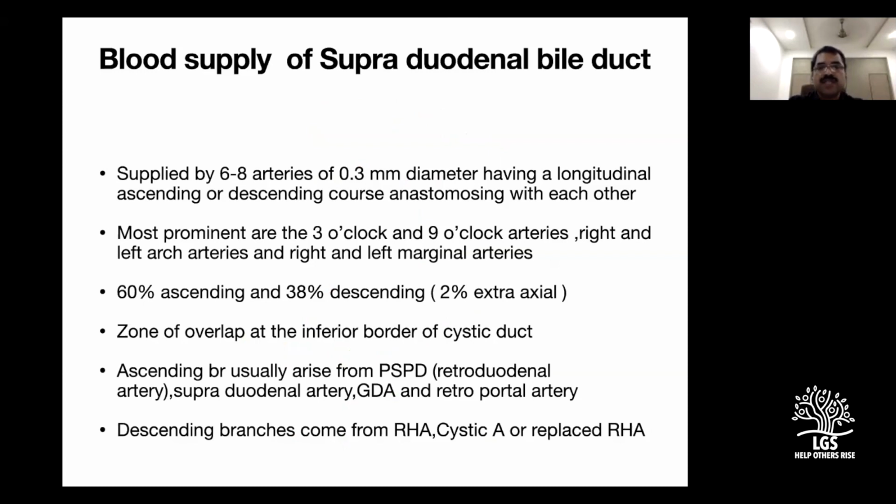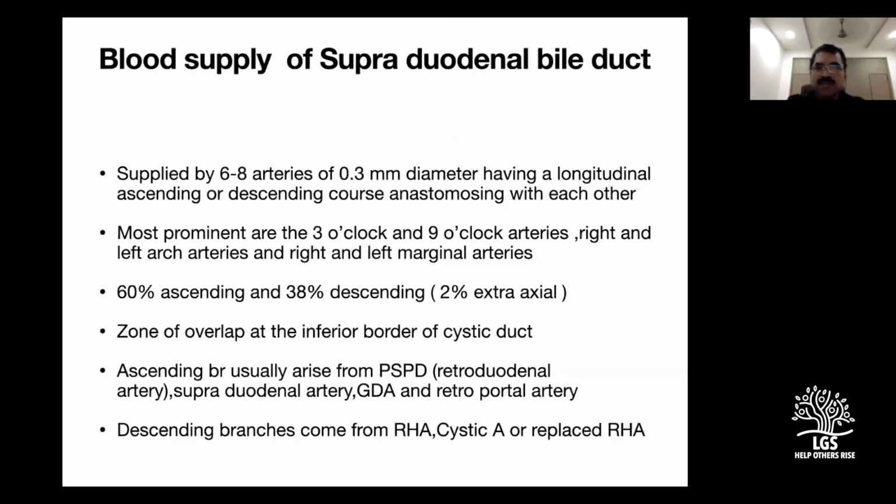Most prominent of these vessels are known as the 3 o'clock and 9 o'clock arteries. Then you have the right and left arch arteries, and then right and left marginal arteries. 60% of these vessels are actually ascending from the lower vessels, like retroduodenal and retropancreatic vessels. 38% is descending from the right hepatic artery or the cystic artery, and 2% is extraaxial. The vessels may join from the sides of the bile duct. So there is a zone of overlap between the ascending and descending branches, usually at the inferior border of the cystic duct.